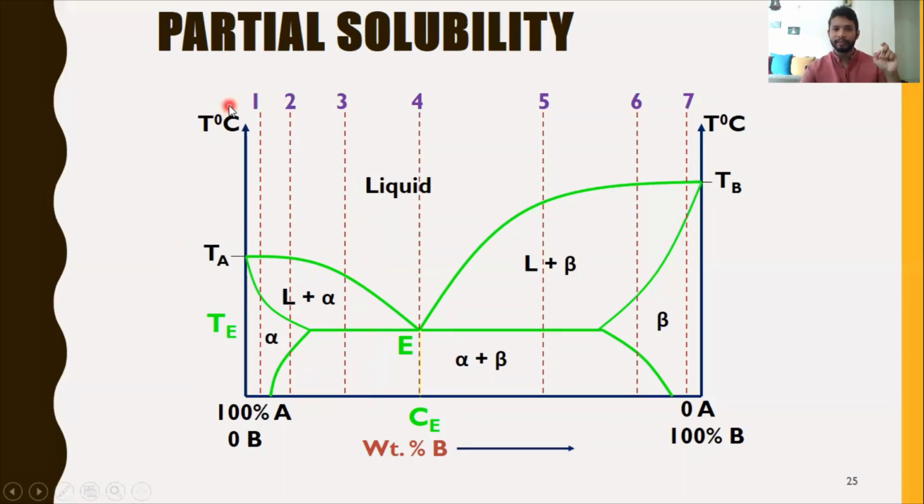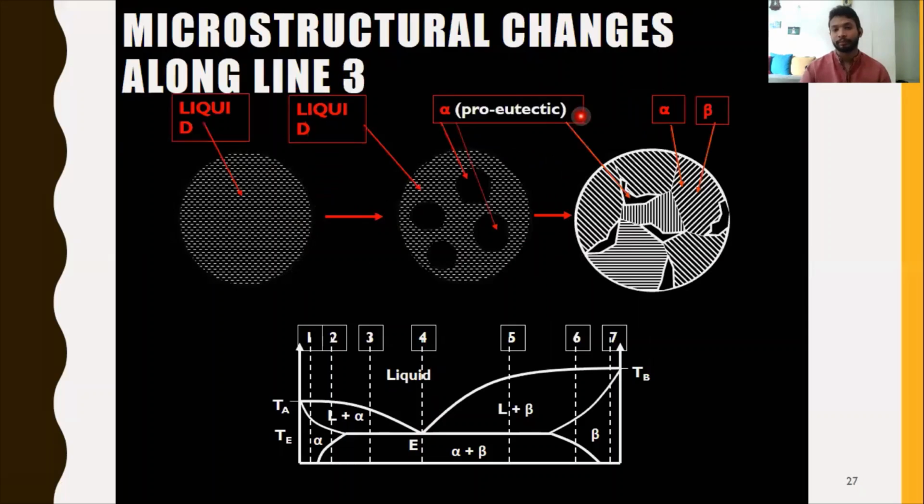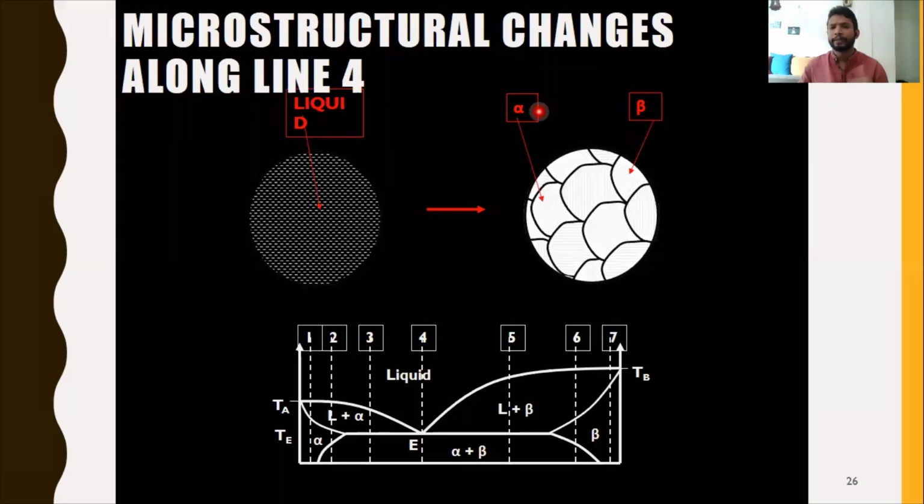1 you can draw very easily, 3 you can draw very easily, 4 you can draw very easily, and the same when it comes to this side, 5 and 7 you can draw very easily, that you have learned in the earlier two stages. But 2 and 6 are quite tricky, but they are the same. Okay. Now, microstructural change along line 4, that is the middle line, the eutectic line. We know liquid within a very short time becomes alpha and beta. Since alpha and beta are not compatible, they will make an alpha and beta lamellar structure. Okay, alpha and beta lamellar structure.